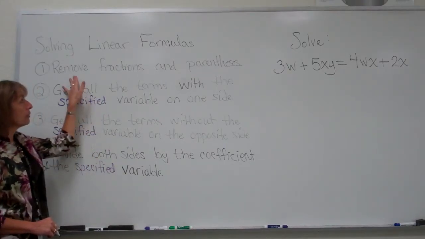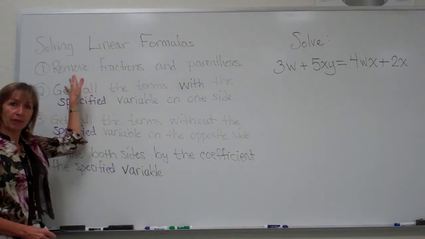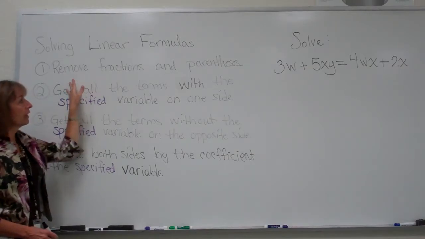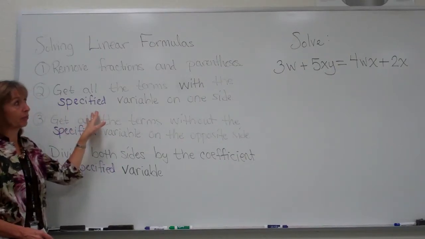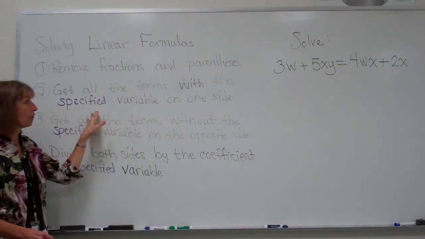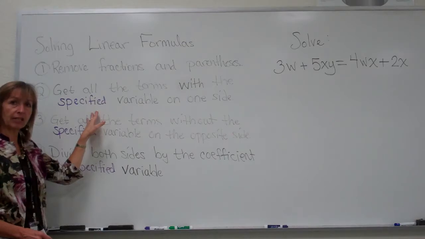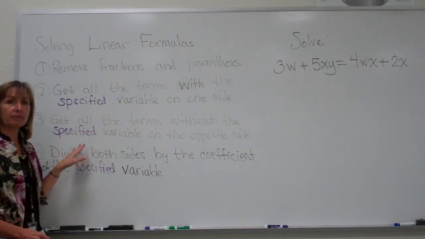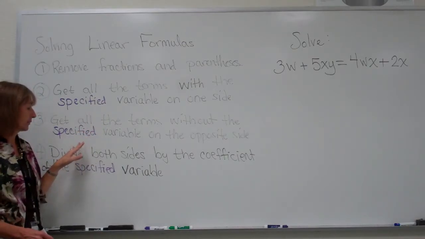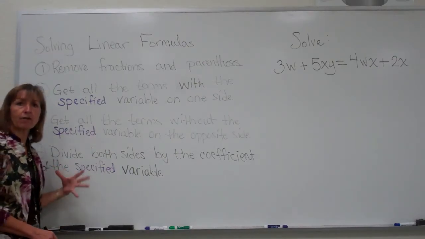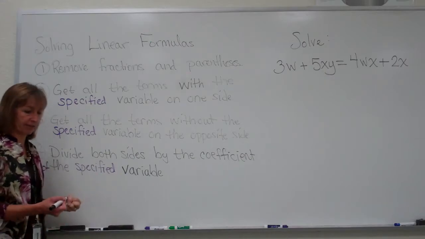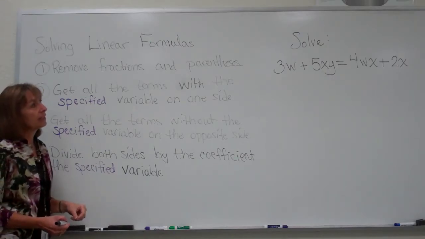So remember, the first thing we want to do is to remove fractions and parentheses if we have those. After that, we want to get all the terms with the specified variable, that which they told you to solve for, on one side of the equation, and get all the terms without the specified variable to the opposite side. And then you want to divide both sides by the coefficient, or that stuff that is multiplied to your specified variable. Now let's look at this example.